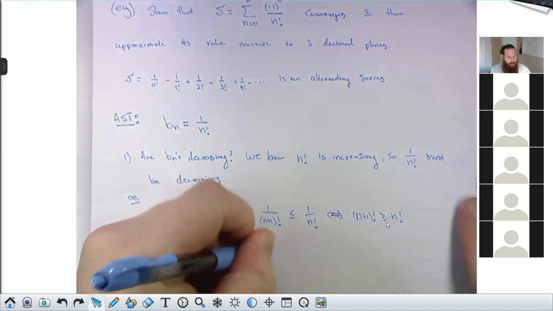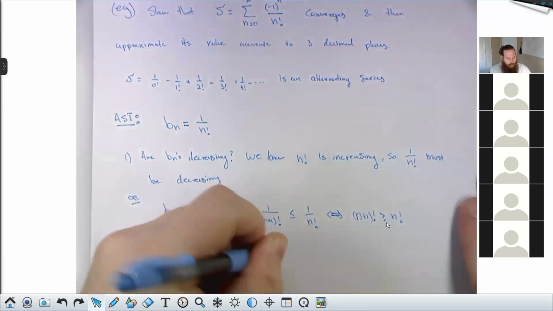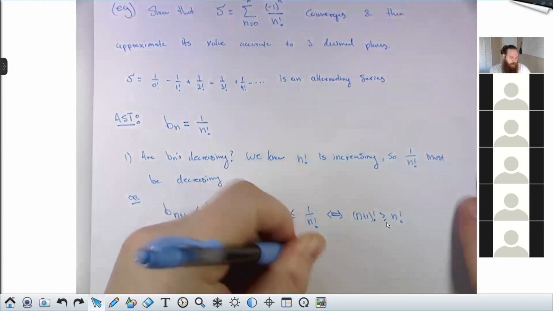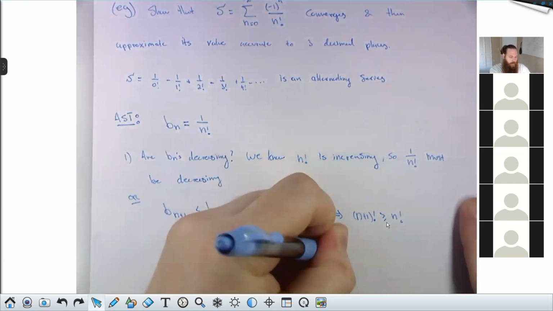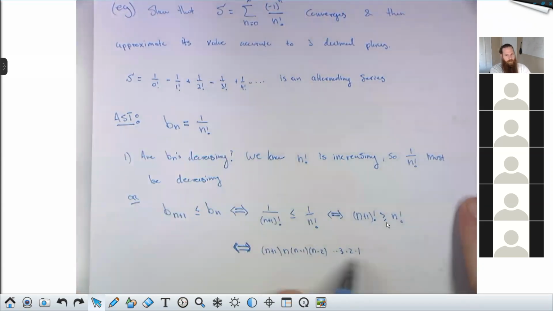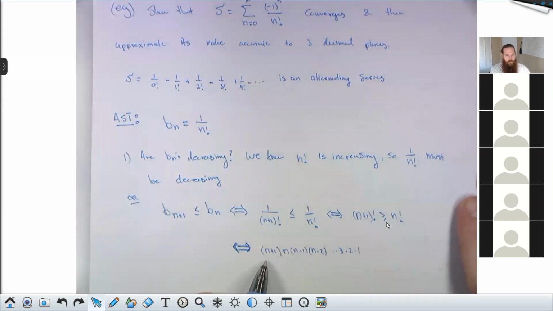I know what n plus 1 factorial is. It's n plus 1 times n times n minus 1 times n minus 2, all the way down to 3 times 2 times 1. This is n plus 1 factorial. Do we all remember the definition of the factorial? You take whatever number is being factorialed and you multiply it by all the things less than it down to 1.